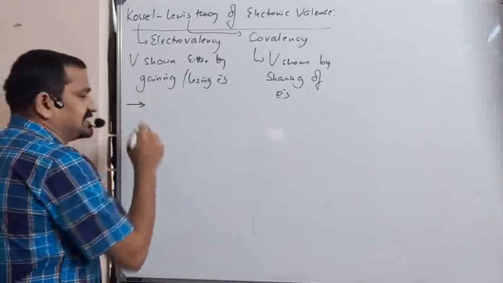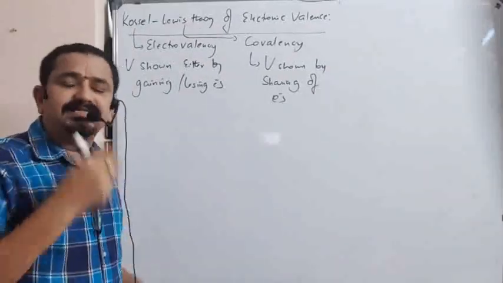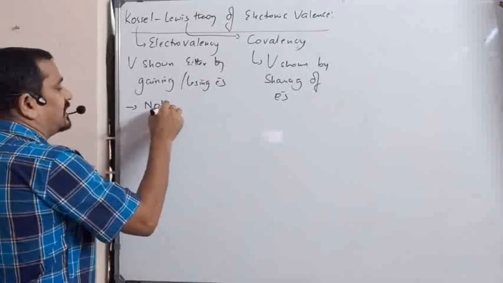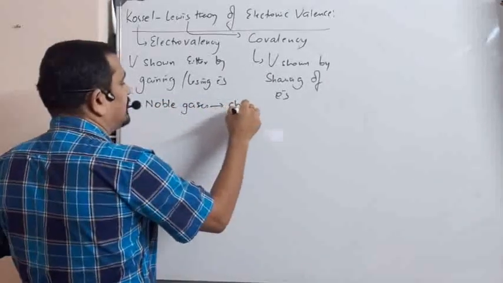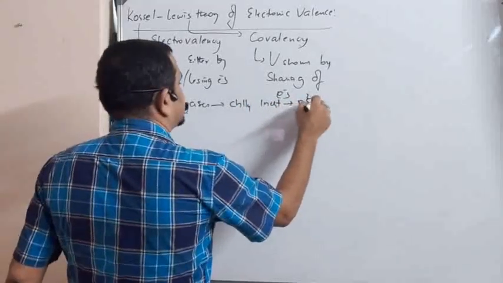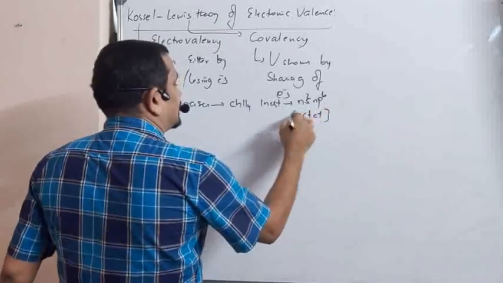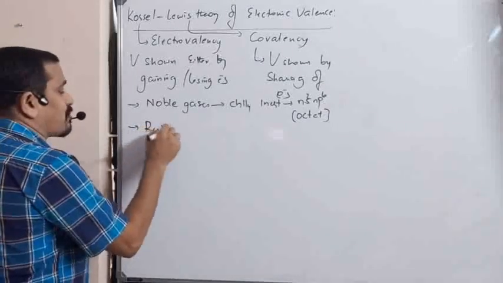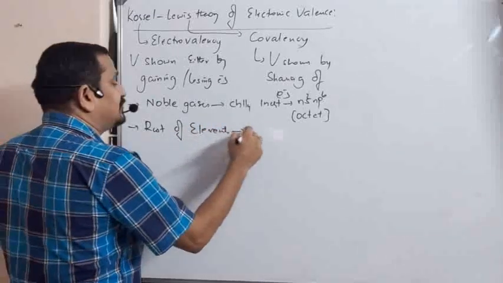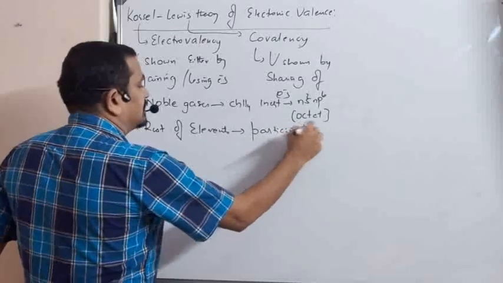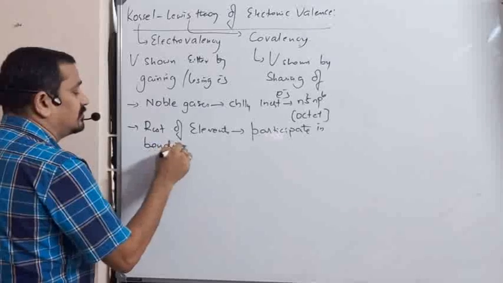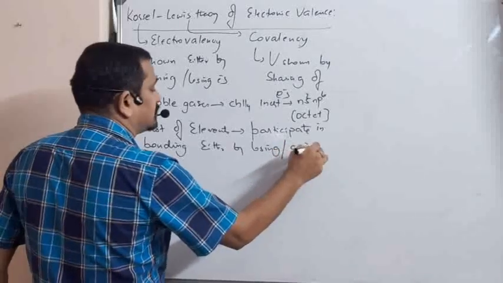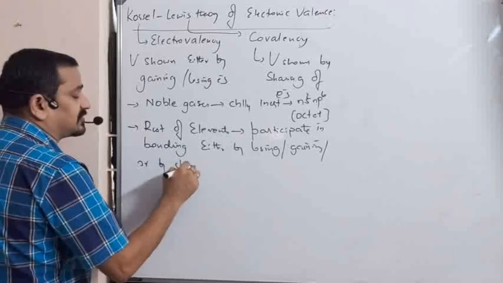According to this electronic theory of valency, noble gases are chemically inert. We already discussed this point. Noble gases or zero group elements are chemically inert because of having the ns2np6 octet electronic configuration. The rest of the elements do participate in bonding, either by losing electrons, by gaining electrons, or by sharing of electrons.